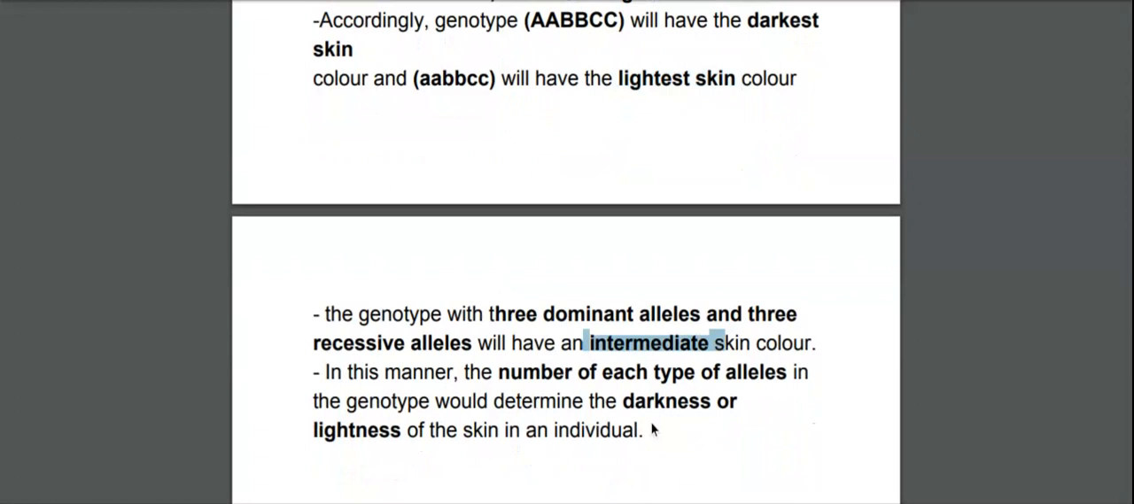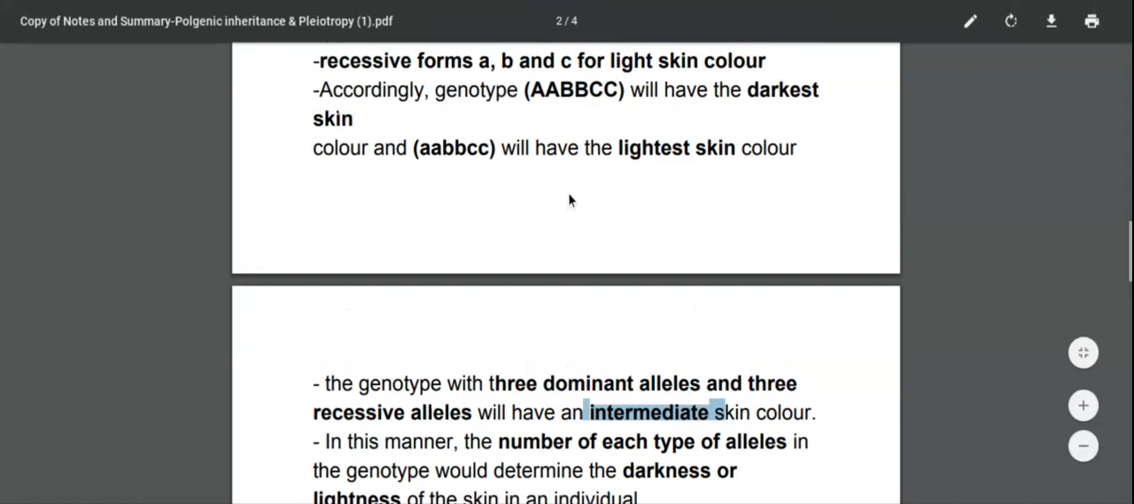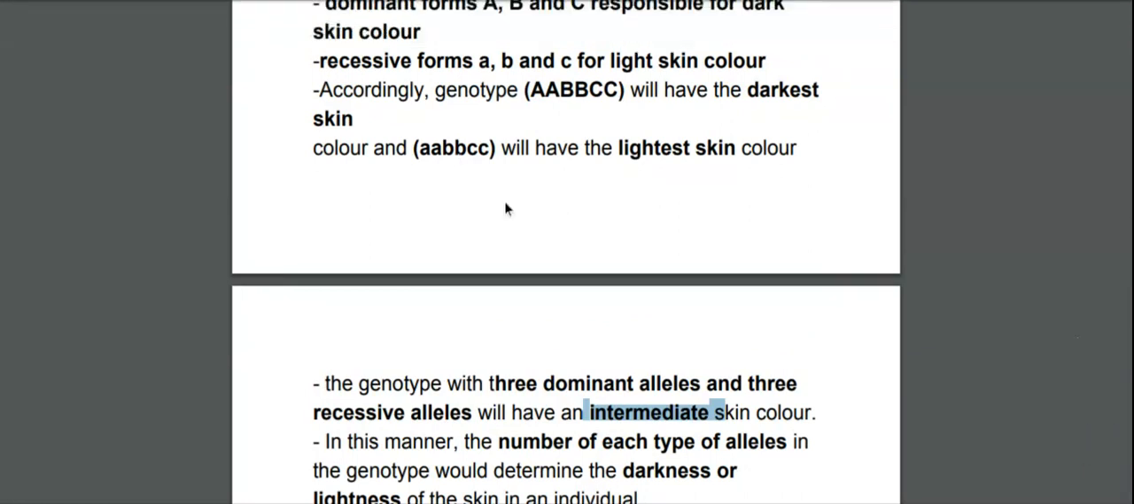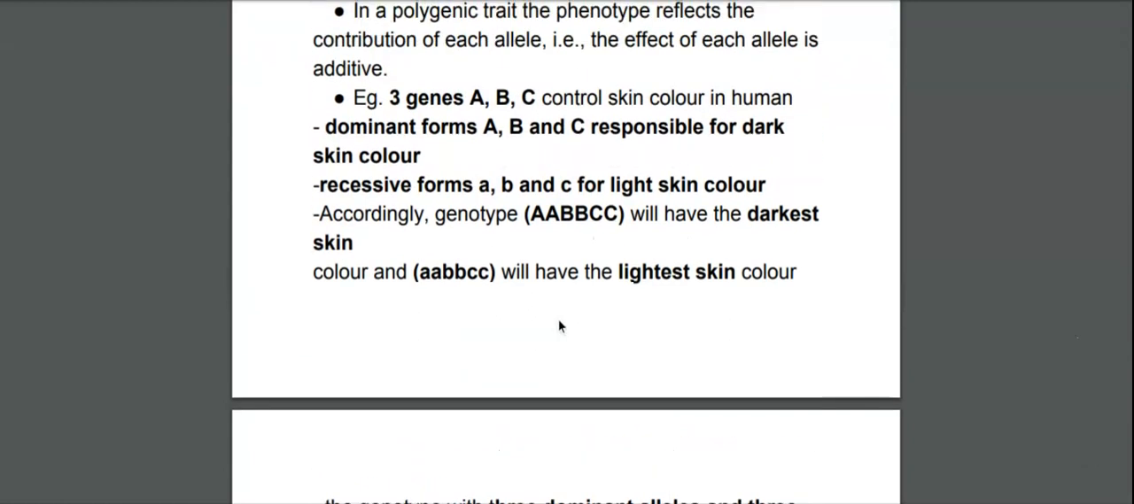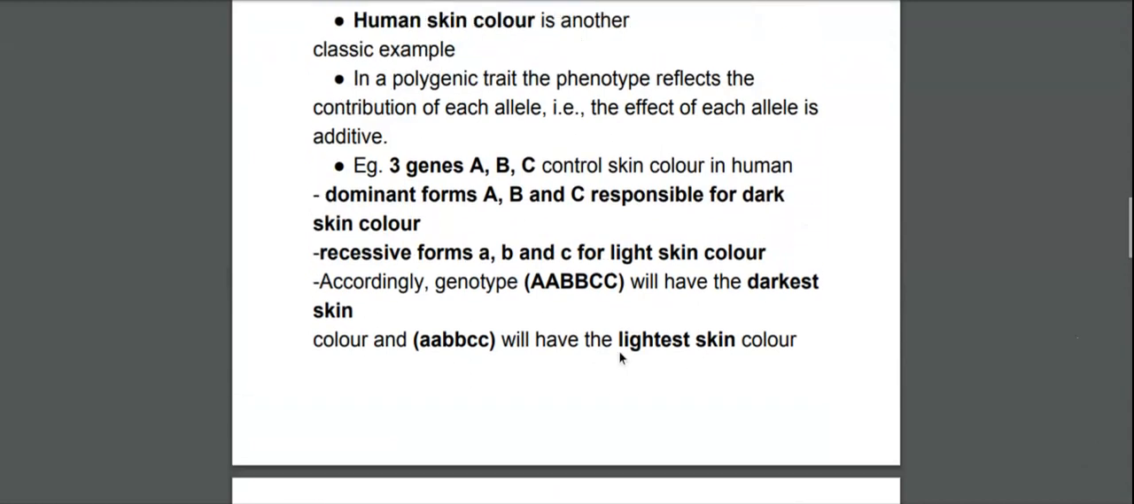And accordingly, just like this, depending on whether you're more towards the dark skinned or more towards the fair skinned side, it will be determined by how many dominant alleles you have and how many recessive alleles you have. Okay, so the point we're trying to make here is that polygenic traits are spread across a gradient.